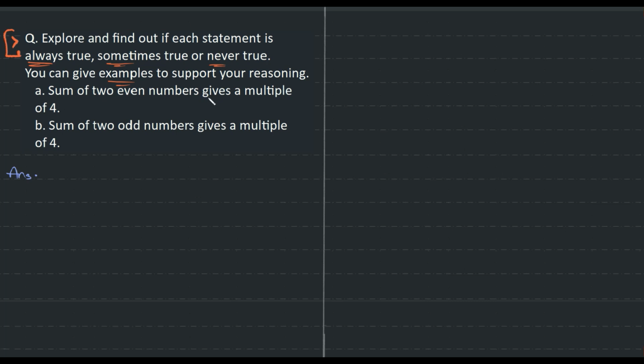Sum of two even numbers gives a multiple of 4. So the question is, consider two even numbers. So both are even. You add them up, you'll get some result. Is it that this number is always divisible by 4, or sometimes divisible by 4, or never divisible by 4? That's what you guys have to tell.